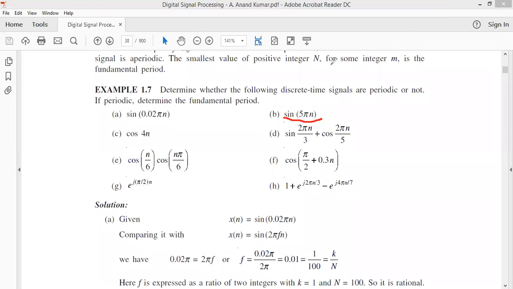5 by 2. F is 5 by 2. Very good. Okay, so like that you have to solve all these problems. For example, you take this example.